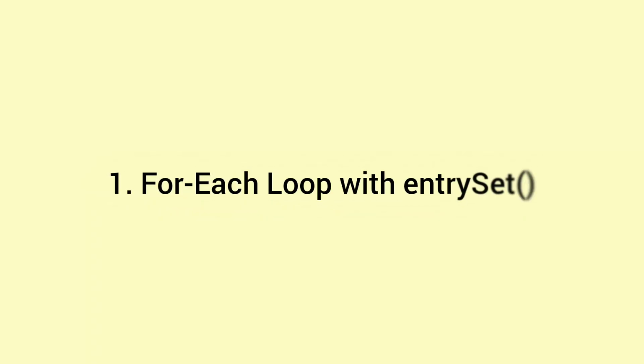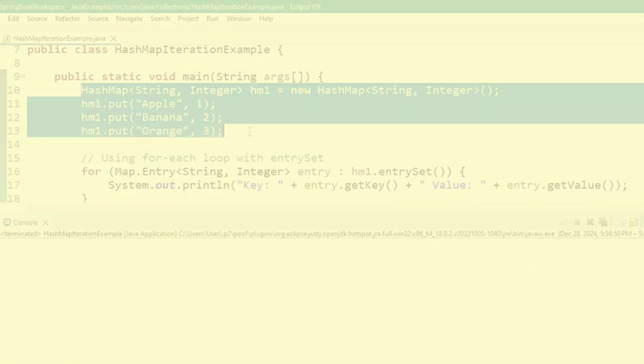First, we will look at the forEach loop using the entrySet method. This is one of the most common methods interviewers ask about because it allows you to retrieve both the keys and the values at the same time. Here is how it works.